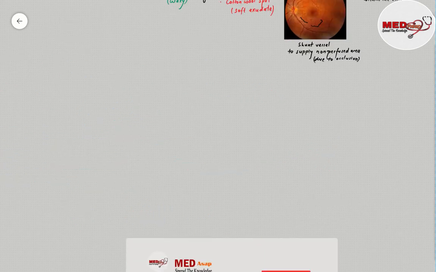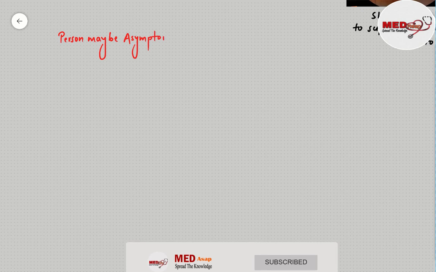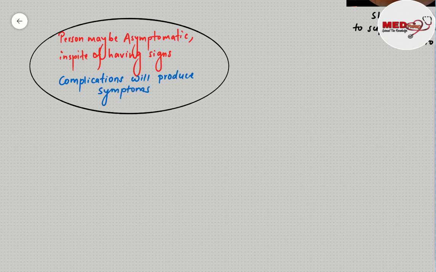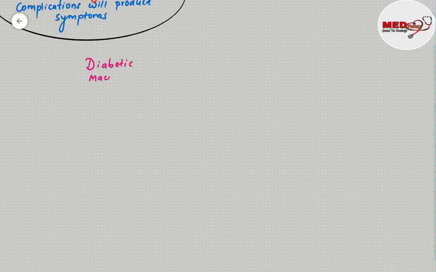Now at last I want to add one important note, that is, the symptom may not occur in these stages if these signs are present peripherally and if there is no complication occurred. So symptoms are developed as a result of the complication. So let's see what are the complications of diabetic retinopathy and what symptoms they produce. The first complication that I would like to start with is diabetic maculopathy.